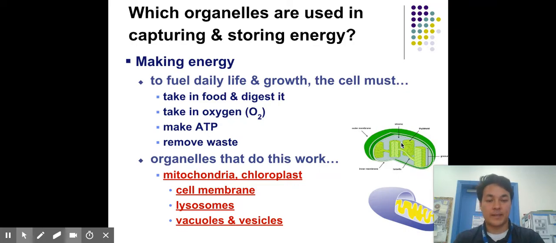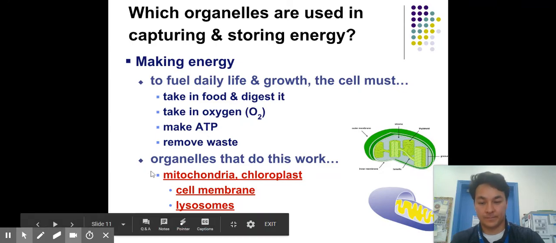You have to break down that sugar into a usable form of energy. And we went over this in class. The usable form of energy for eukaryotic animal cells and plant cells is ATP, adenosine triphosphate. Right? And when you break that third phosphate off, it becomes ADP, and it gives off some energy that can power a reaction. So the two that I really want you to know are mitochondria and chloroplast.